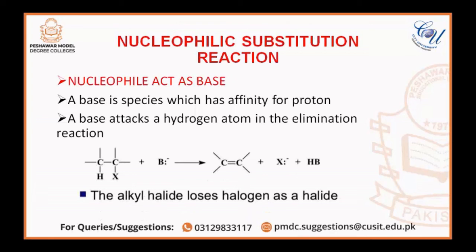Now, here you can see B, which is negatively charged with a lone pair of electrons, is the base. It is replacing hydrogen from the carbon atom. So B removes hydrogen from the carbon atom, and the halogen X is also removed from the carbon atom as a leaving group, and the two bonded carbon atoms make a double bond. This is called elimination reaction. That is, the alkyl halide loses the halogen as a halide ion, and the adjacent carbon loses its proton, giving the proton to the nucleophile, which acts as a base.